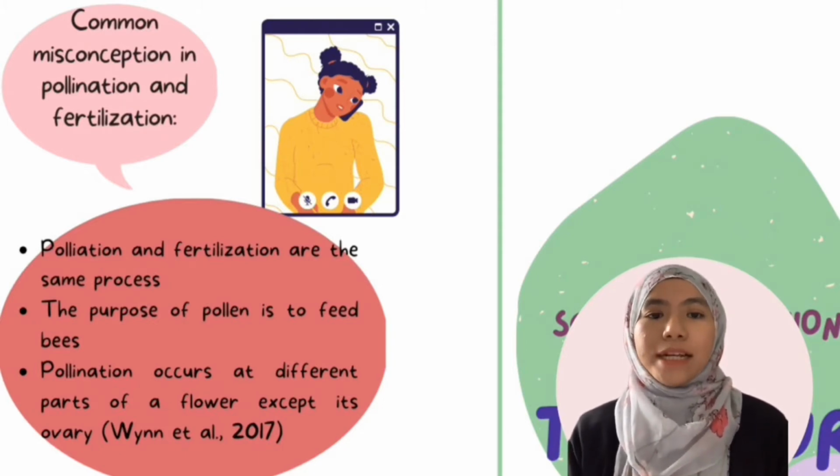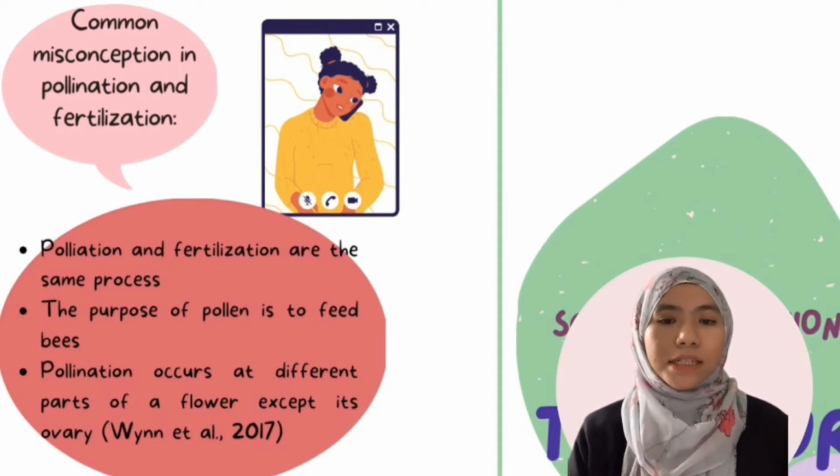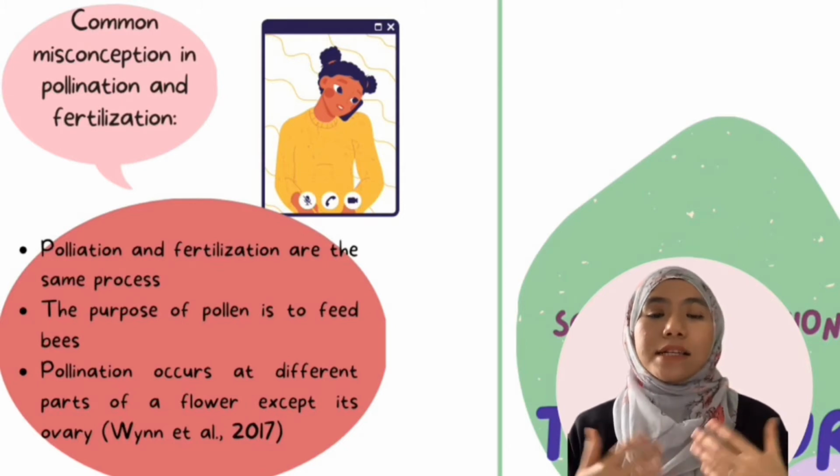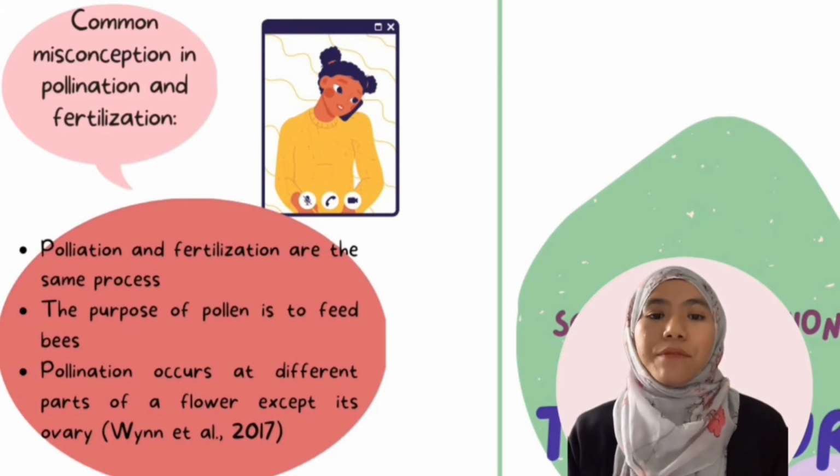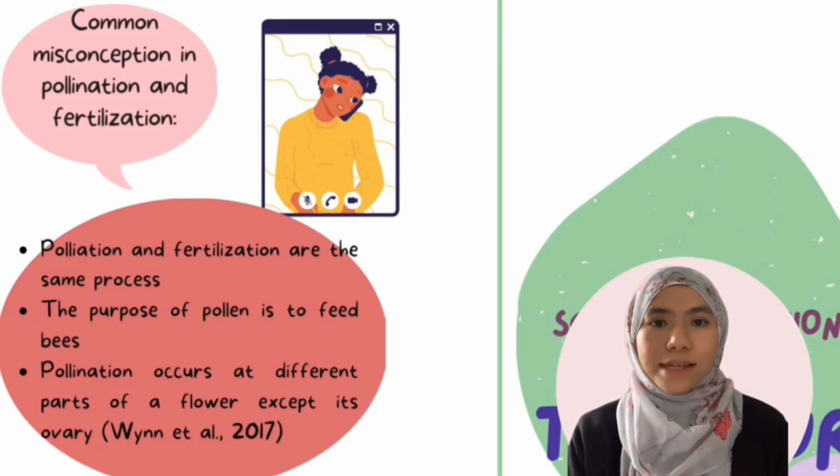Next is the vernacular misconception, which is based on misunderstanding about the meaning of terms, such as in this case the terms pollination and fertilization. As both of these processes occur in plants, students may have difficulties in differentiating these two terms and also the processes.